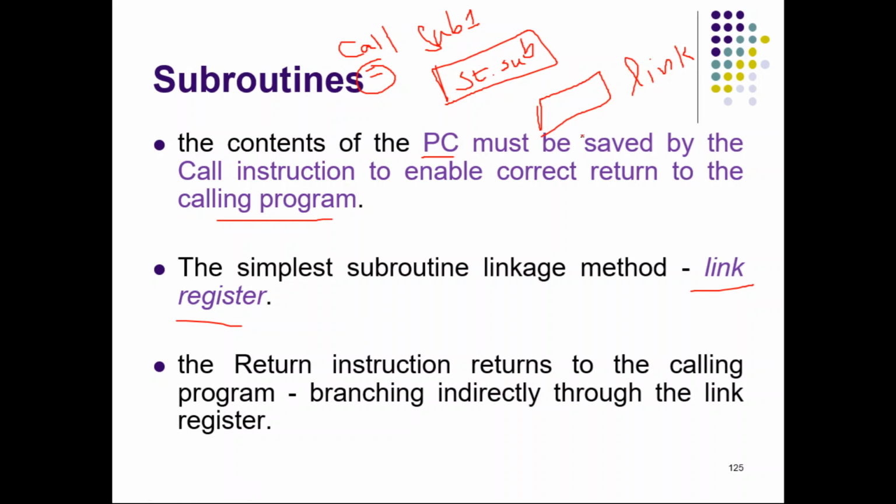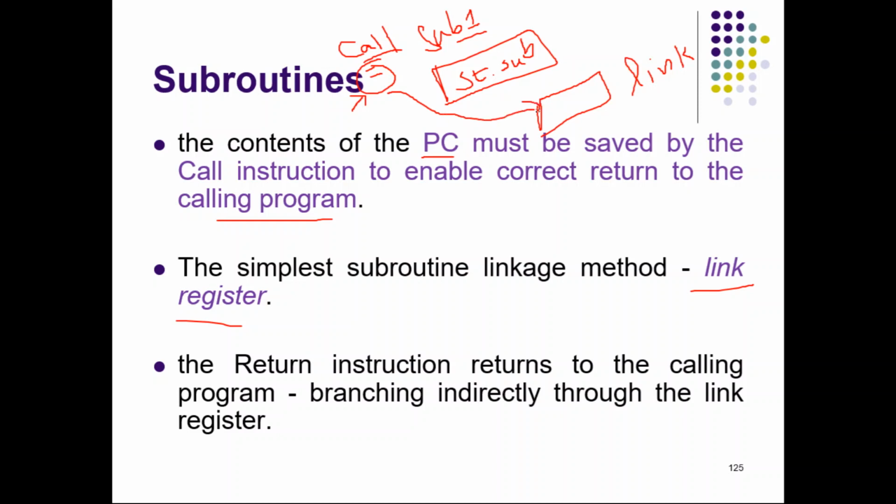Fine. So here saving the PC means saving the next address of the PC. The current instruction is the call instruction, but when it is getting executed, the next instruction address will be updated in the PC. But now the control is not going to execute the next instruction. Rather, it is going to shift to the subroutine. Still, after finishing the subroutine, we have to come back here. So the address of the next instruction should be saved, and it is saved in which register? In the link register. That is the point.